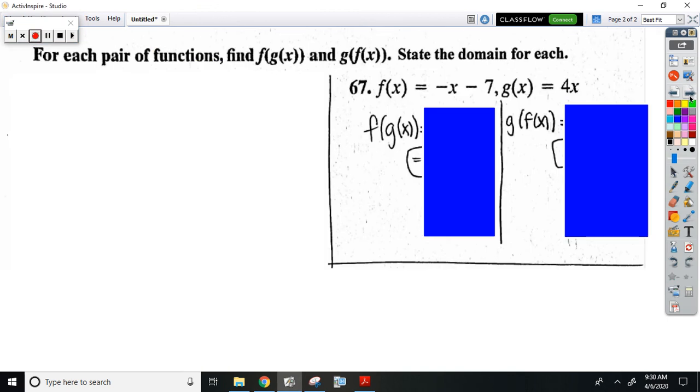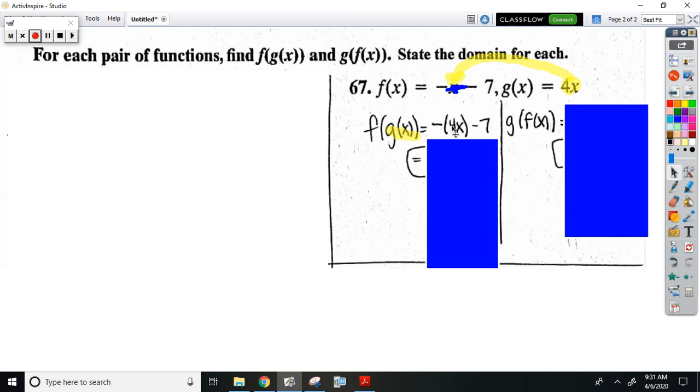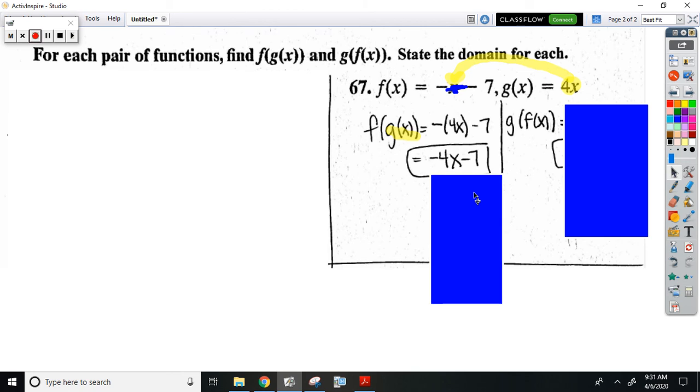All right, and then I also had a question about 67. Again, same directions. Find f of g of x and g of f of x. So the first one is the g of x inside. So we're going to take this g of x and we're plugging it in for x. So like when you do this, you get rid of the x. You replace it with 4x. Now there will be a negative staying out front. So it'll be negative 4x minus 7, which is then just negative 4x minus 7.